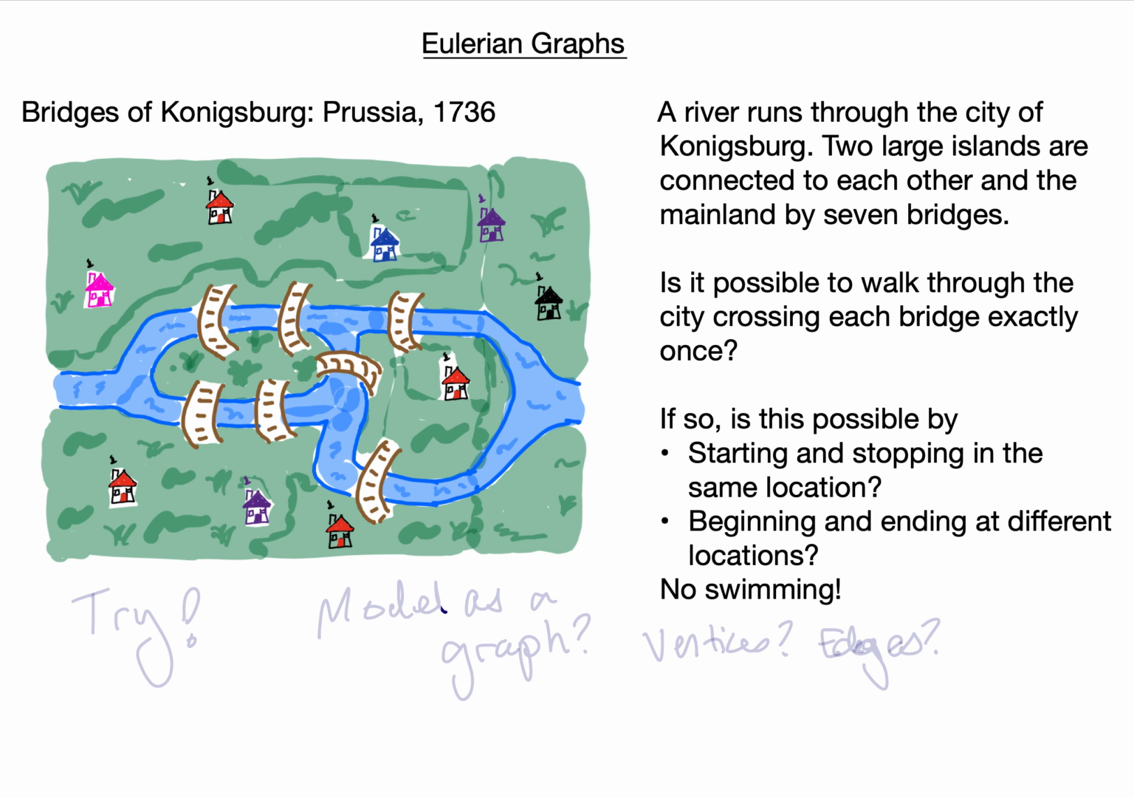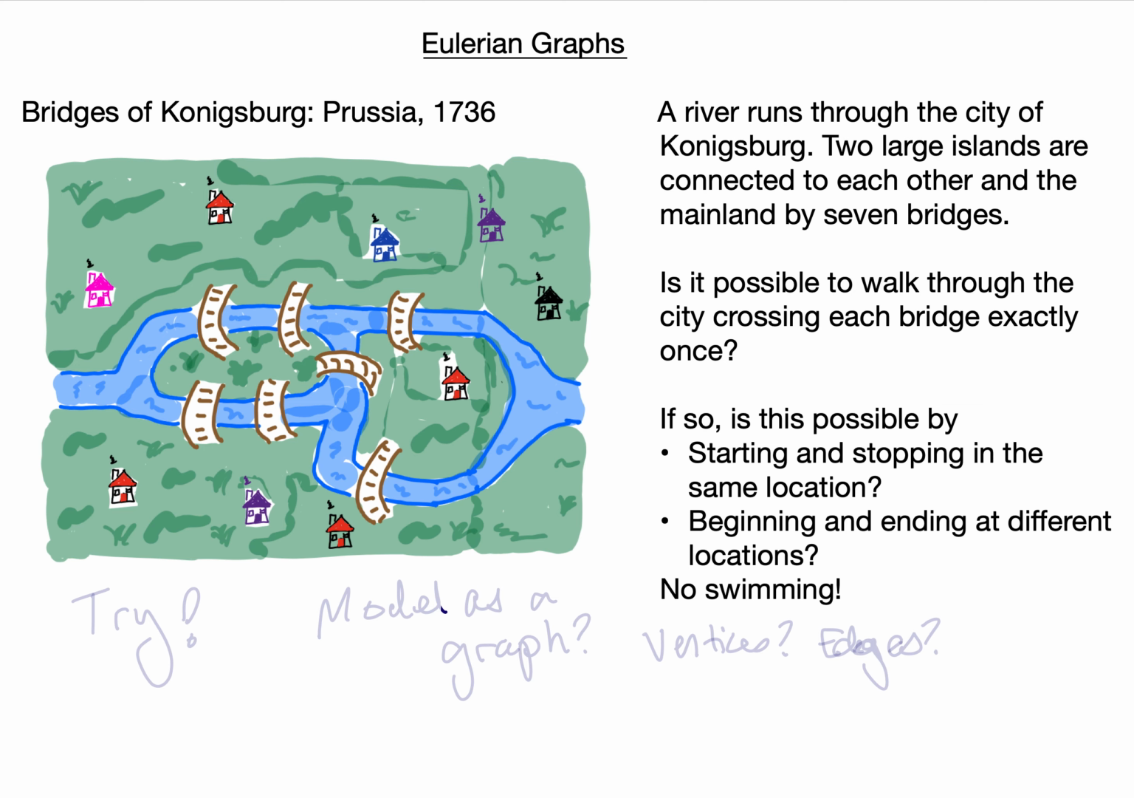And supposedly this was a problem that the citizens of this town were actually trying to solve. So they would go on little strolls and say, oh, I didn't do it this time. I'm trying to do it, and this is the path I took. And then this is a problem that Euler looked at from a mathematical perspective.